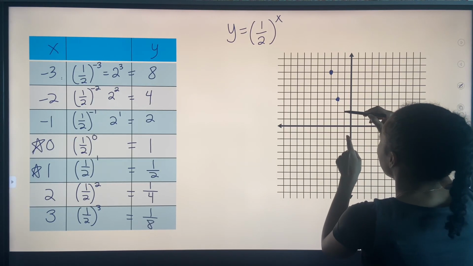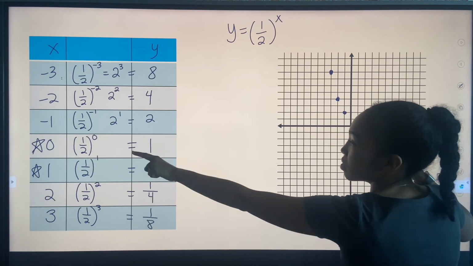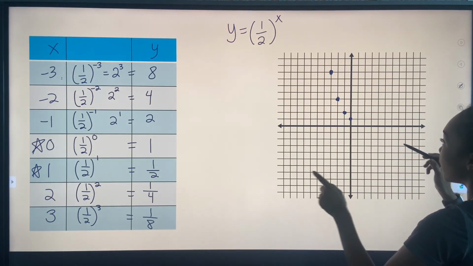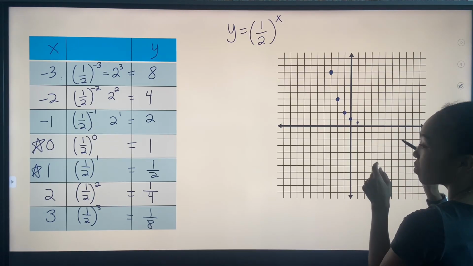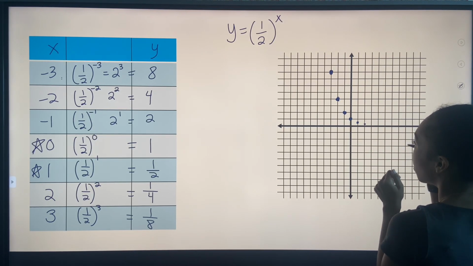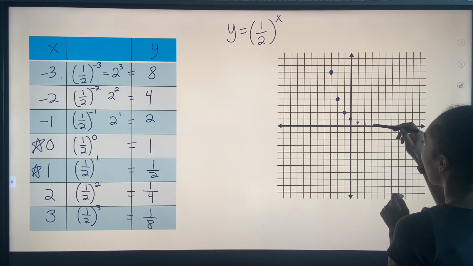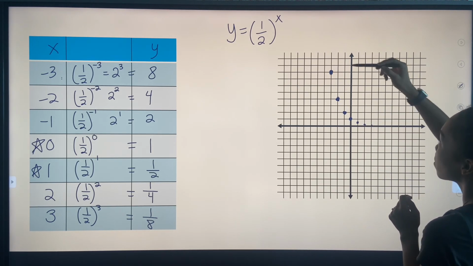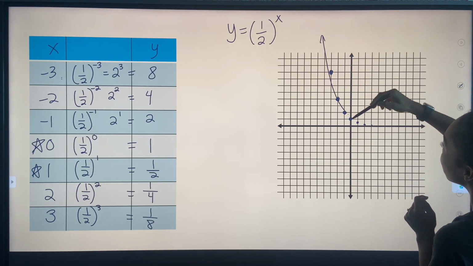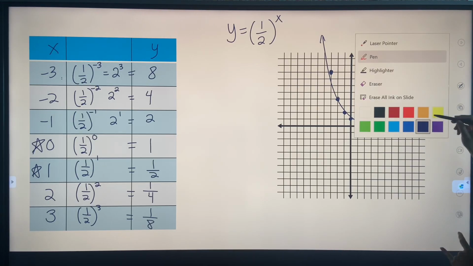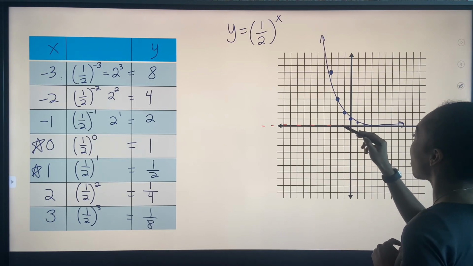At -1, I'm at 2. 0, 1 is right here. 1 is at 1/2. 2 is at 1/4. And 3 is at 1/8. So you're getting very close to 0. So this is my graph. Again, I still have an asymptote right here.